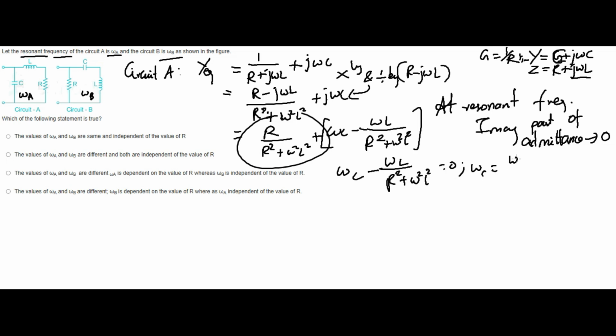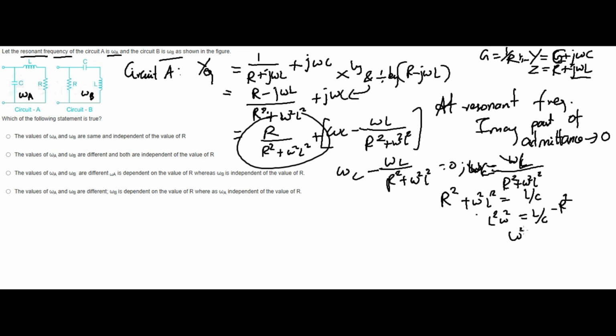That is, omega C is equal to omega L divided by R square plus omega square L square, because the minus goes to the other side. Don't forget this one. If you cross multiply, you get R square plus omega square L square equal to omega L over omega C. Omega cancels, so you get L divided by C. So omega square L square is equal to L divided by C minus R square.